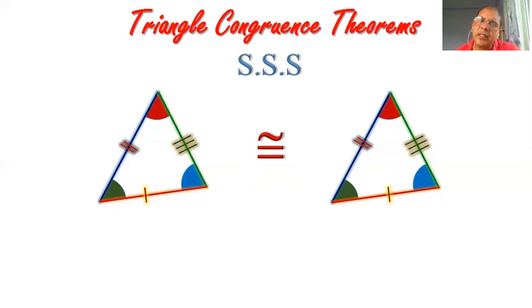So we did here the S.S.S axiom. Then these two triangles are congruent. Then we get their corresponding angles are also equal. So from this S.S.S axiom, you can show these two triangles are congruent.